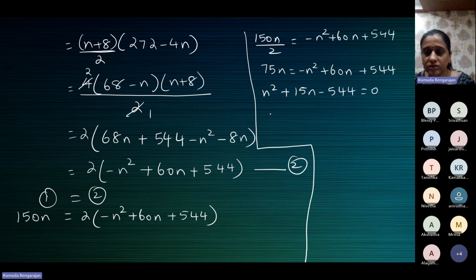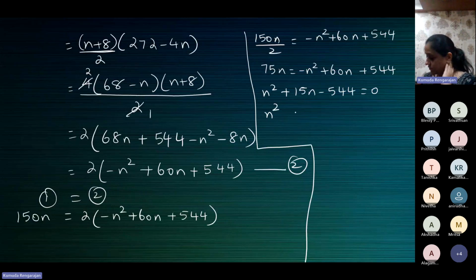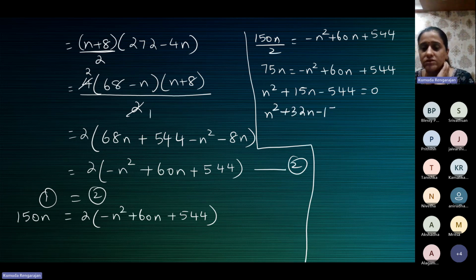Okay, I used a calculator, so now I'm going to split the middle term. So it's going to be minus 544 by 17, 32. So plus 32n minus 17n. You can use a quadratic formula. So plus 32n minus 17n is plus 15n, and the product 32 into 17 is 544, correct?